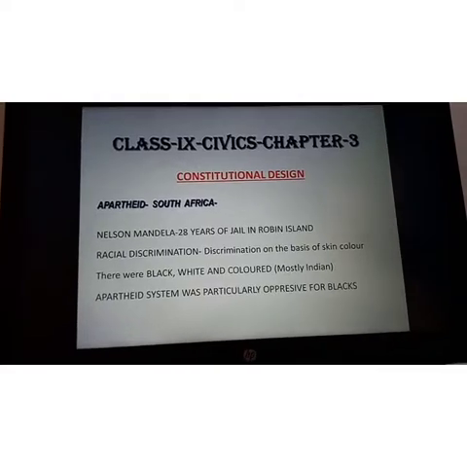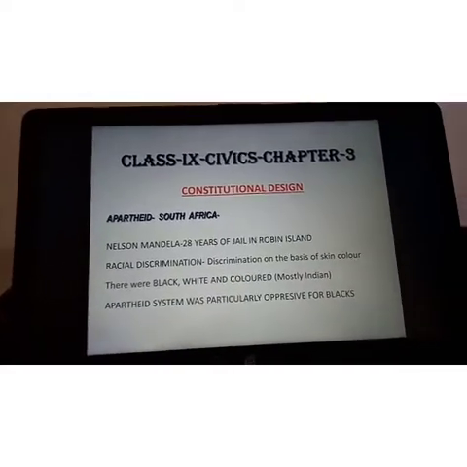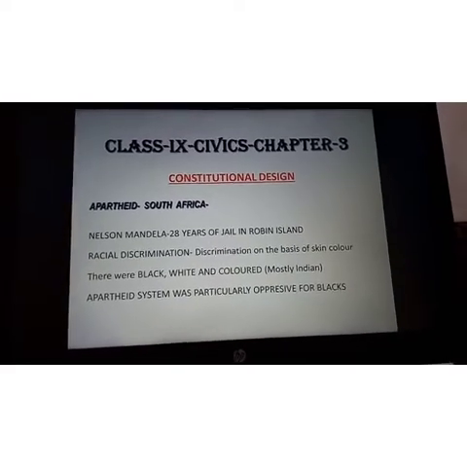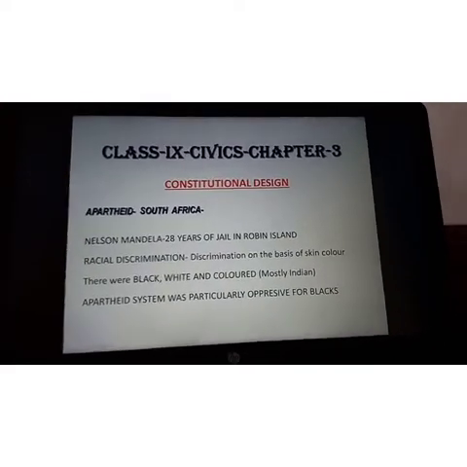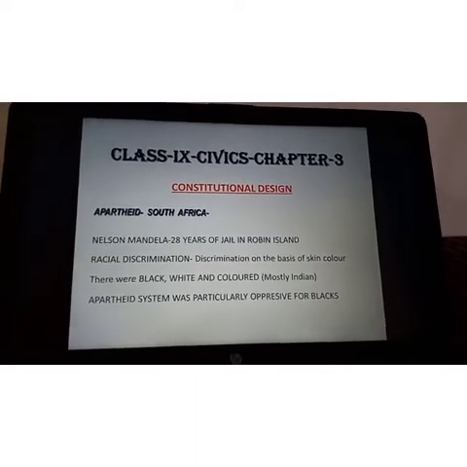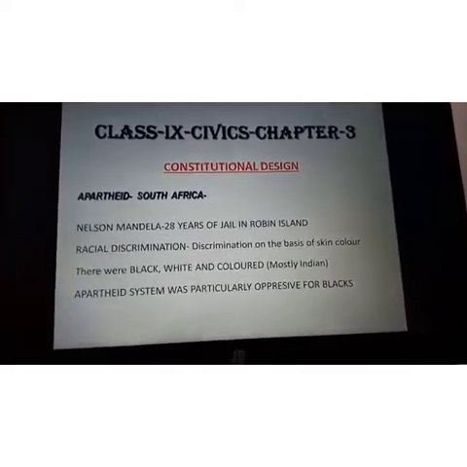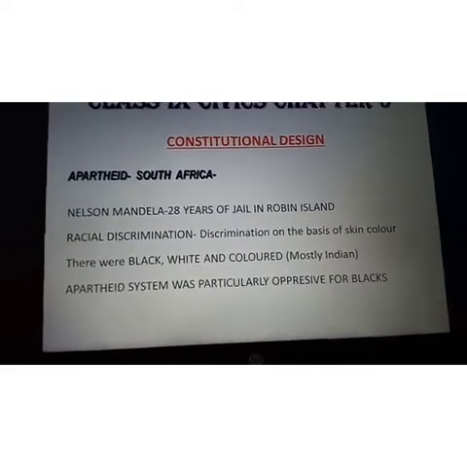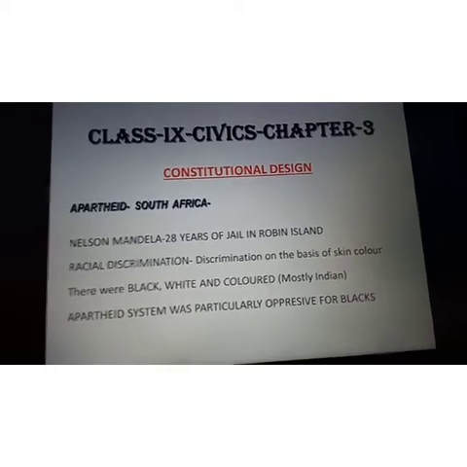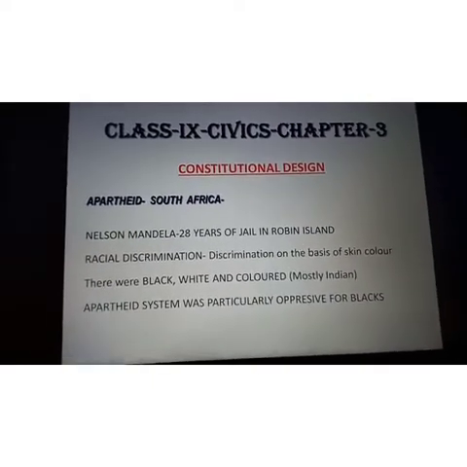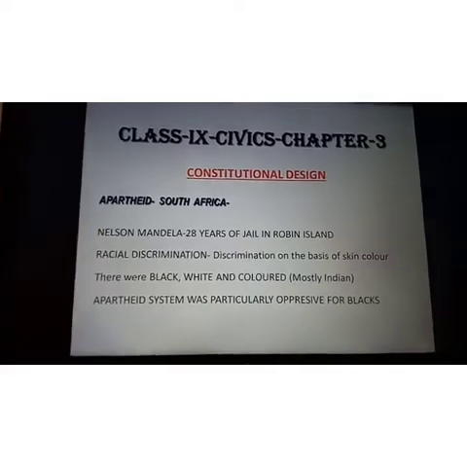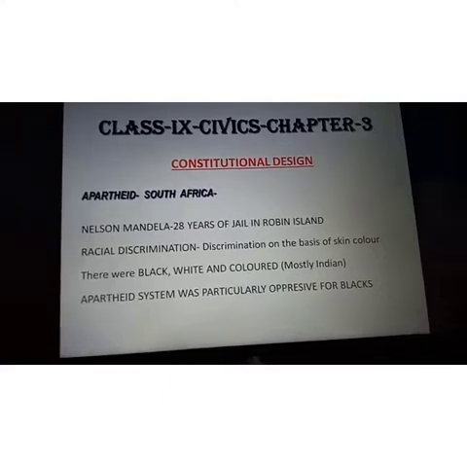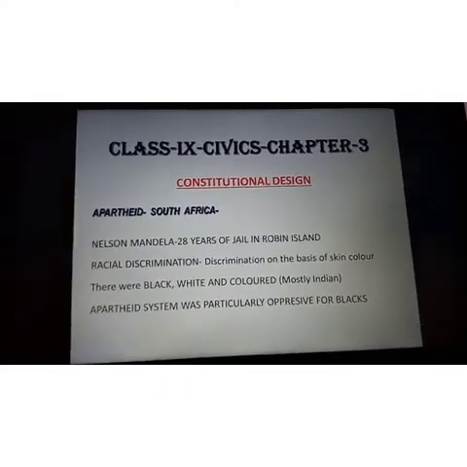They captured the black people, and they used this system of apartheid on them. And there were colored people. Colored means those who were not black and not white, and among these colored people most were Indian. The apartheid system was particularly oppressive for the blacks. Different types of discrimination and differences were there between the blacks and the whites because of apartheid. There was a time when the white people made policies where the blacks were always discriminated against.